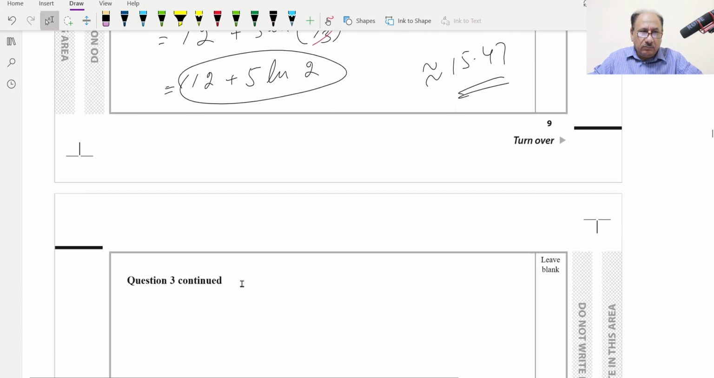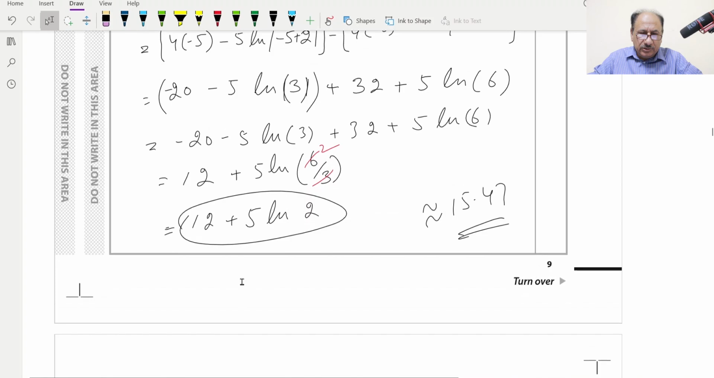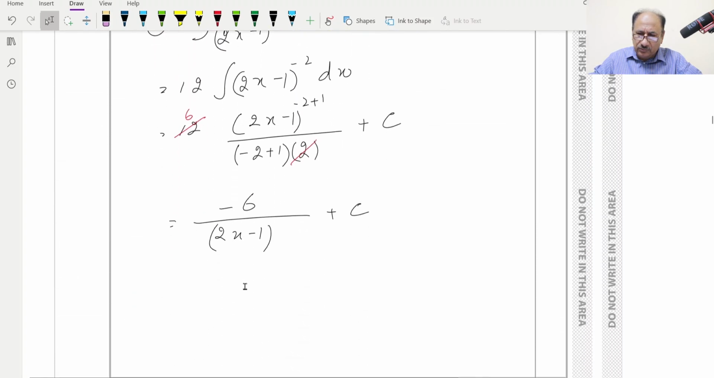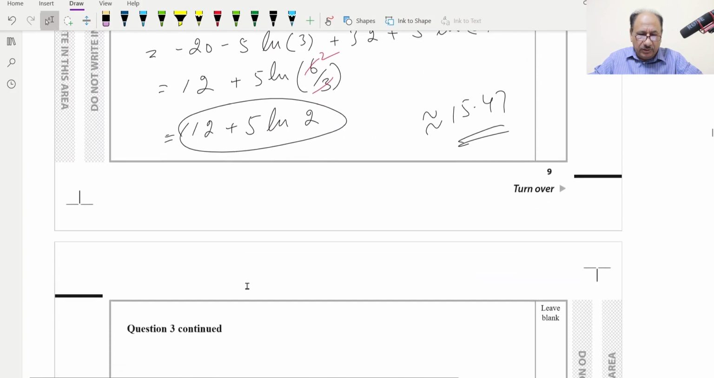Now we are done with this question. This was integration, one part only. Now we can move to the next question.